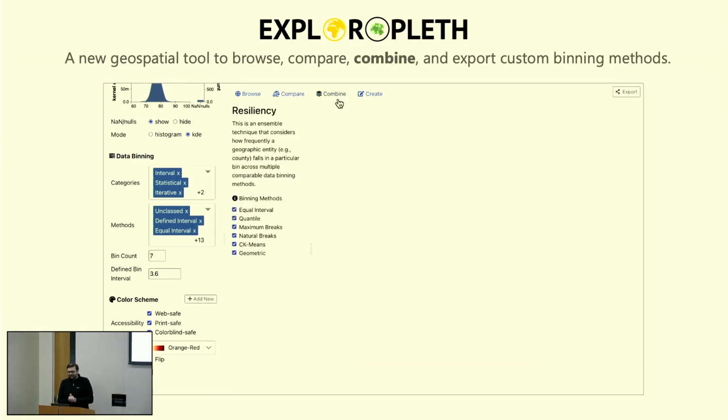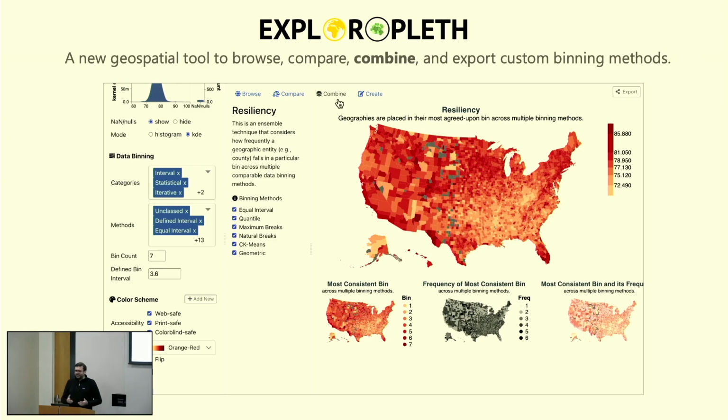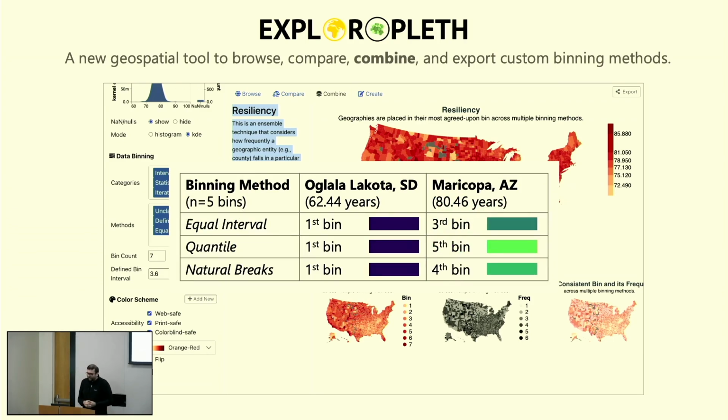Next, we invented a new consensus binning method called resiliency that considers how a county is placed in different binning methods and accordingly creates a smart average bin. So remember the example of Oglala Lakota County and Maricopa County from before? So this view lets users visualize this information, and its average bin.